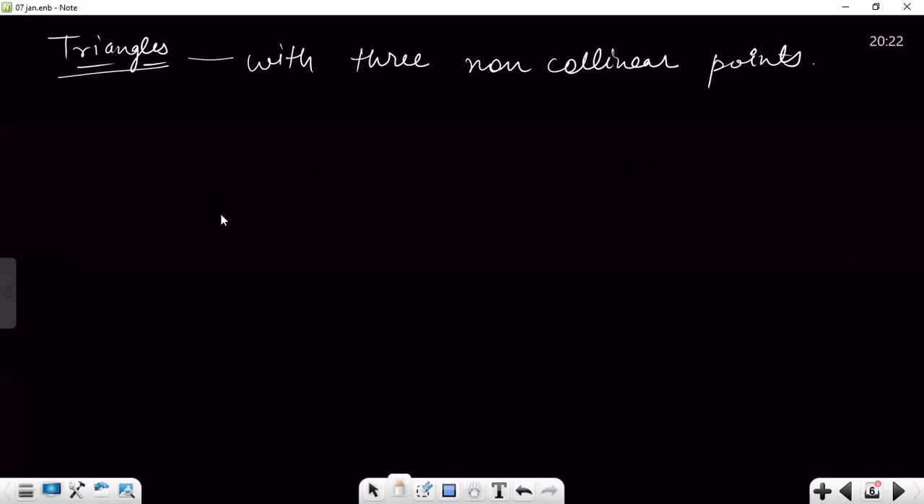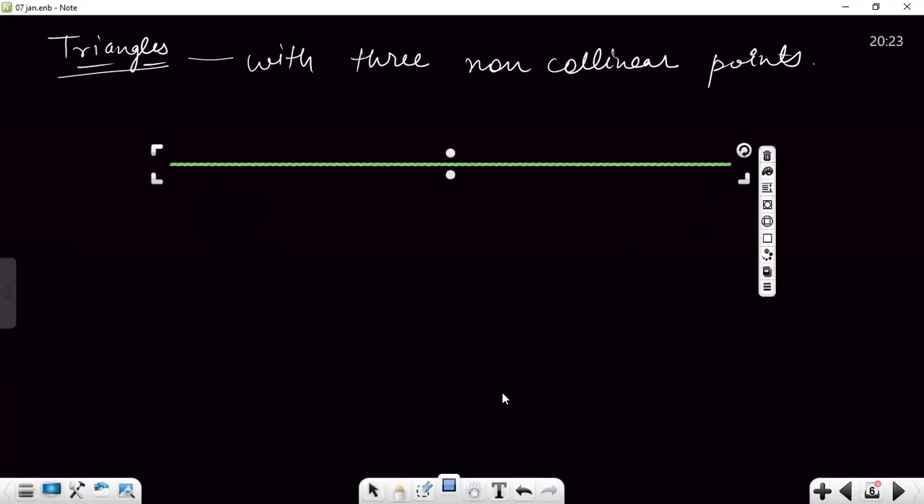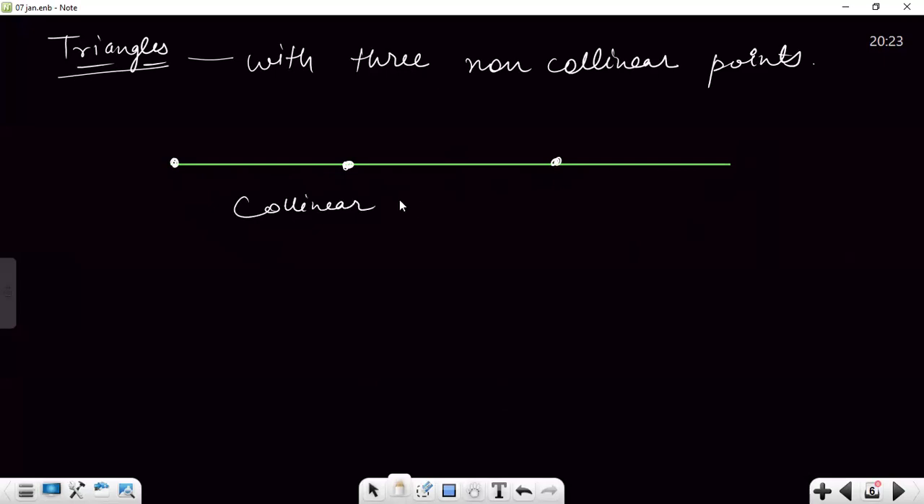Simple. Why non-collinear points? What are collinear points? Collinear points are those points which can lie on a straight line. Let's say this is a straight line, and if I take a point here, another point here, another point here, so these are 3 points lying on the same straight line. So these are collinear points. And as you can see, no triangle can be formed using this.